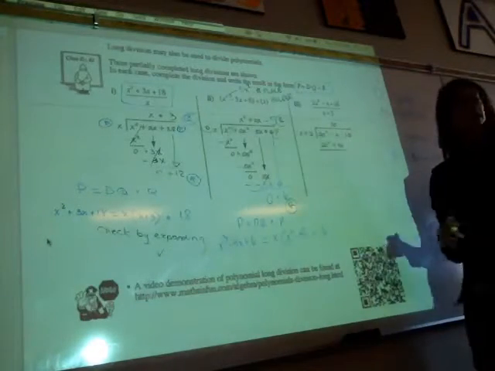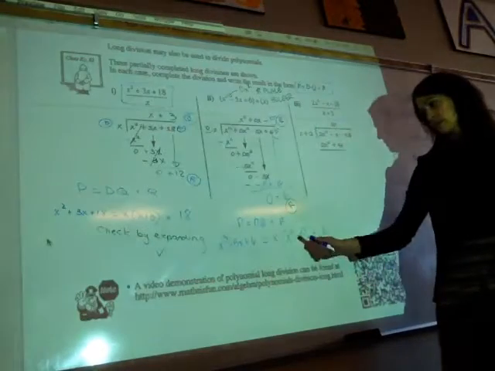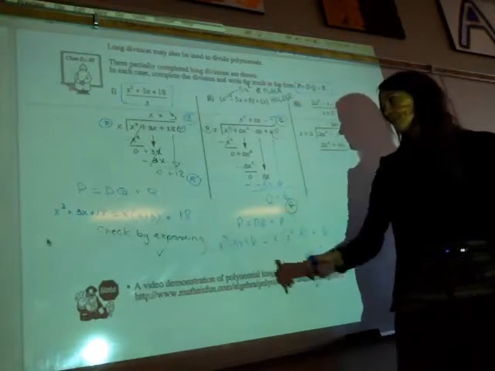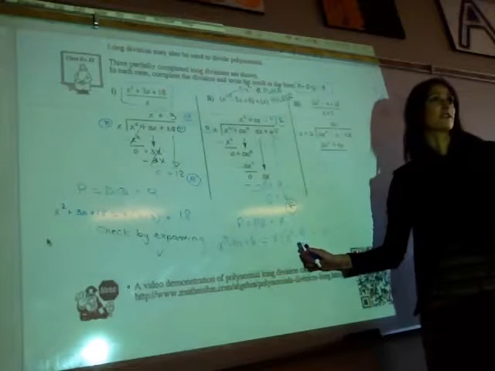Now some students asked, in your final statement, do you have to show that there's 0x squared? No, you don't. Okay. And you have to show that there's 0 x's? No, you don't.